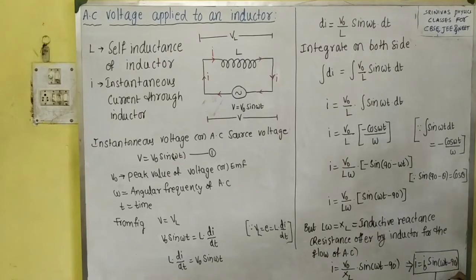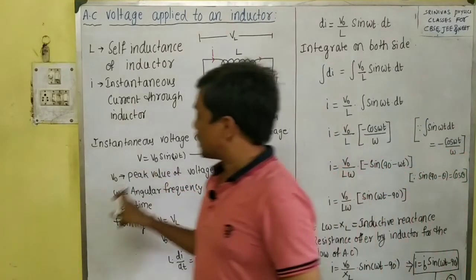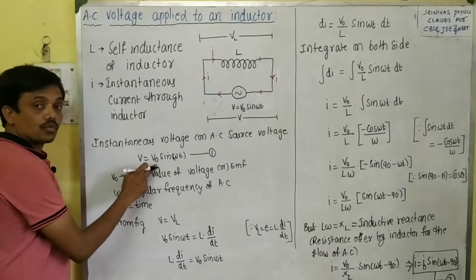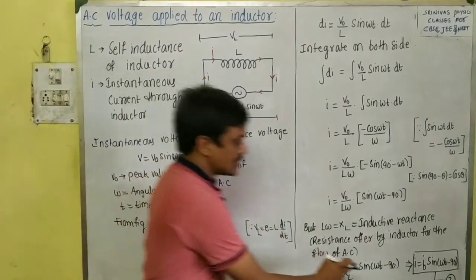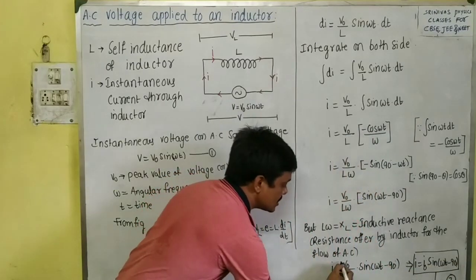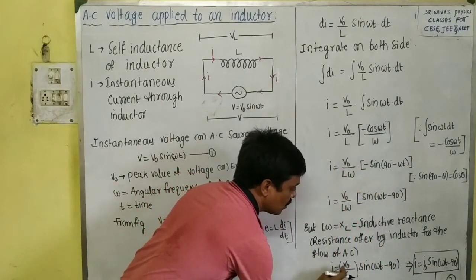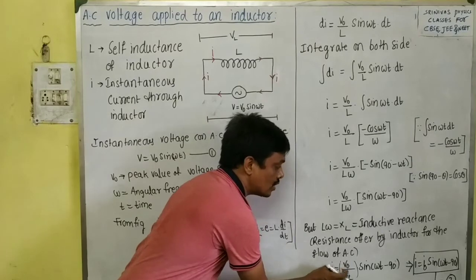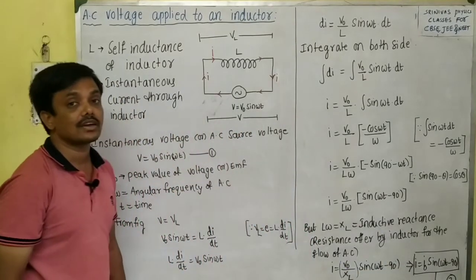This is equation 2. Here the instantaneous voltage is V is equal to V naught sin omega t. The instantaneous current is I equal to I naught sin omega t minus 90. This we can consider as voltage by resistance. It is the peak value of current, that is I naught, I suffix 0.